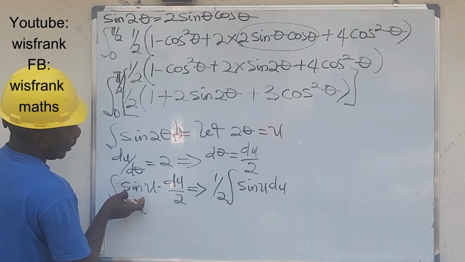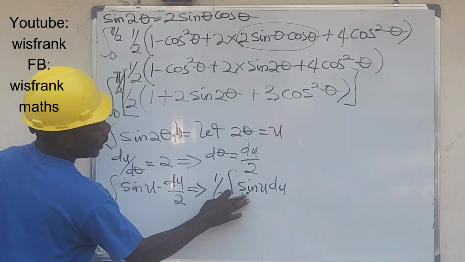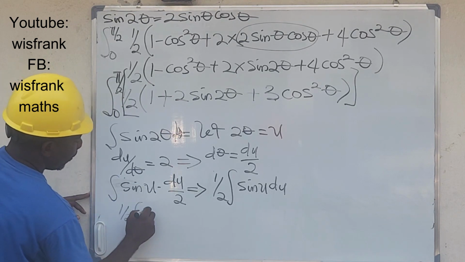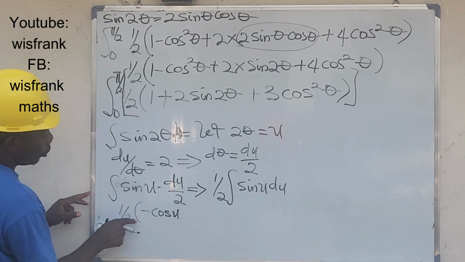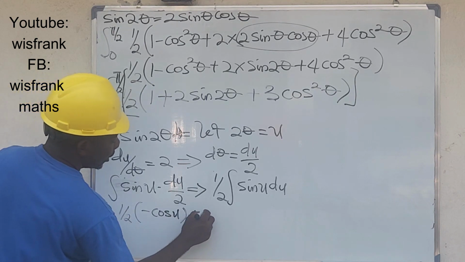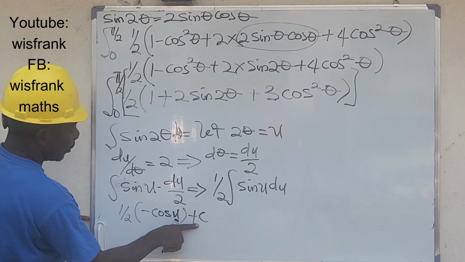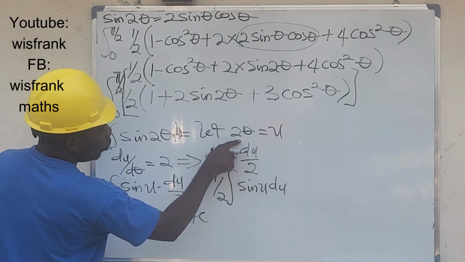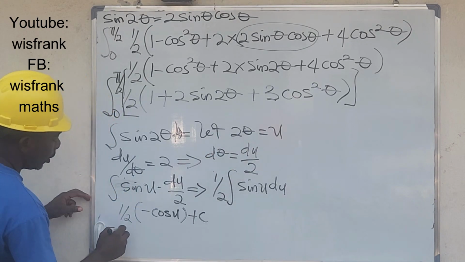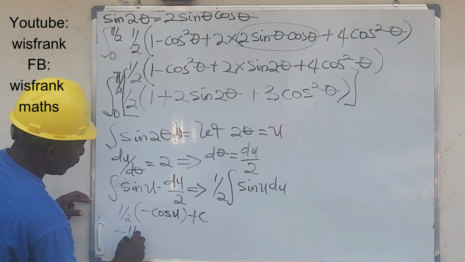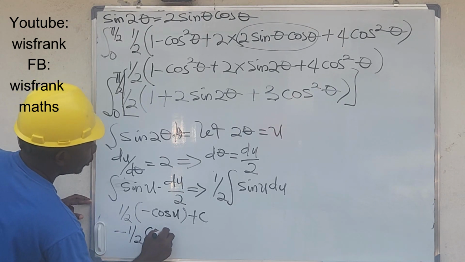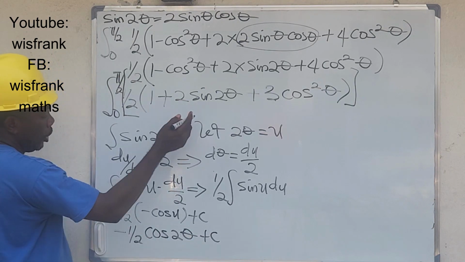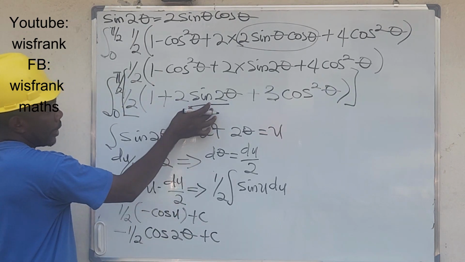So this is for the sine u. Integrating sine u will give us 1 all over 2 into minus cos u, plus c, because for integration you need to add a constant. But because we said let u become 2 theta, this will become minus 1 all over 2 cos 2 theta plus c. So this is what we are going to substitute into here. So this is for sine 2 theta.